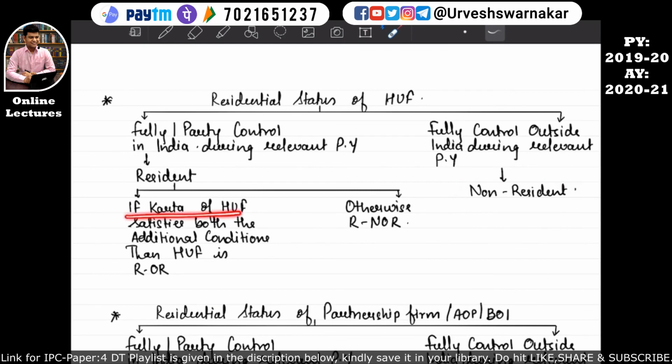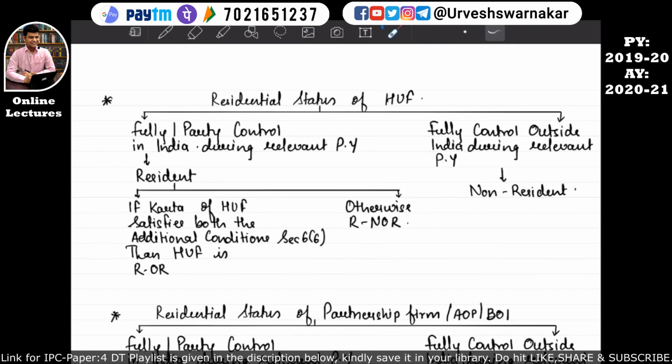Okay, if Karta of HUF satisfies both the additional conditions, that is section 6 subsection 6, then HUF is ROR. For determining the residential status of HUF, we do not need to determine section 6 subsection 1, that is the basic condition, but for determining whether HUF is resident, ordinary resident or resident, non-ordinary resident, we need to determine Karta's additional condition. In short, Karta's basic condition we need to identify also. We don't need to identify the basic condition for HUF, but Karta's basic condition we need to identify. If Karta of HUF satisfies both the additional conditions as per section 6 subsection 6, then HUF is ROR.